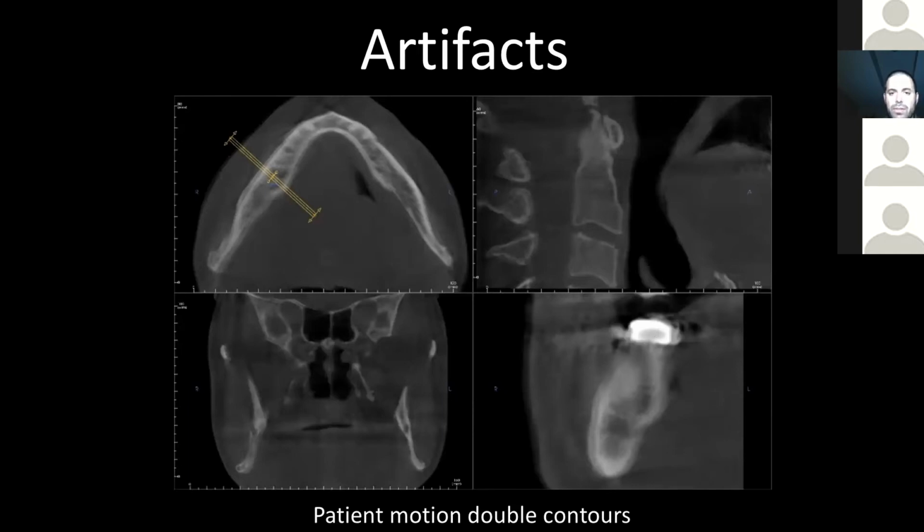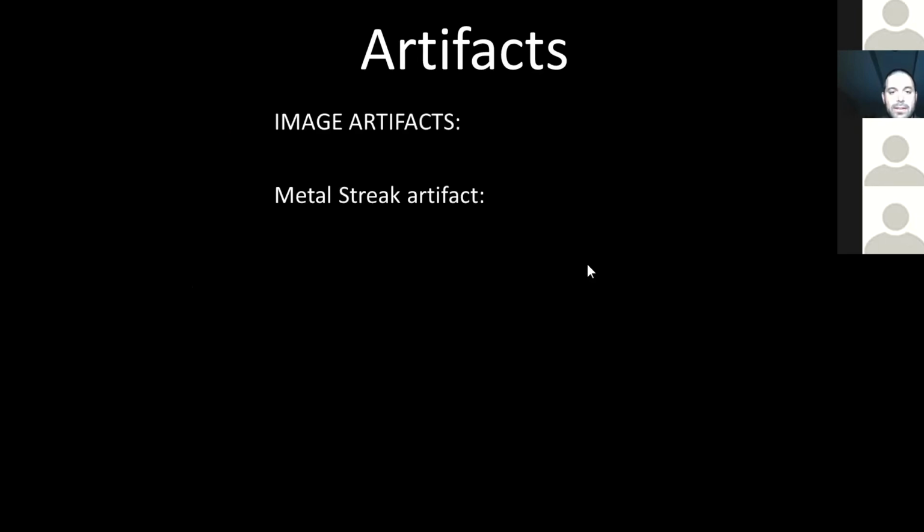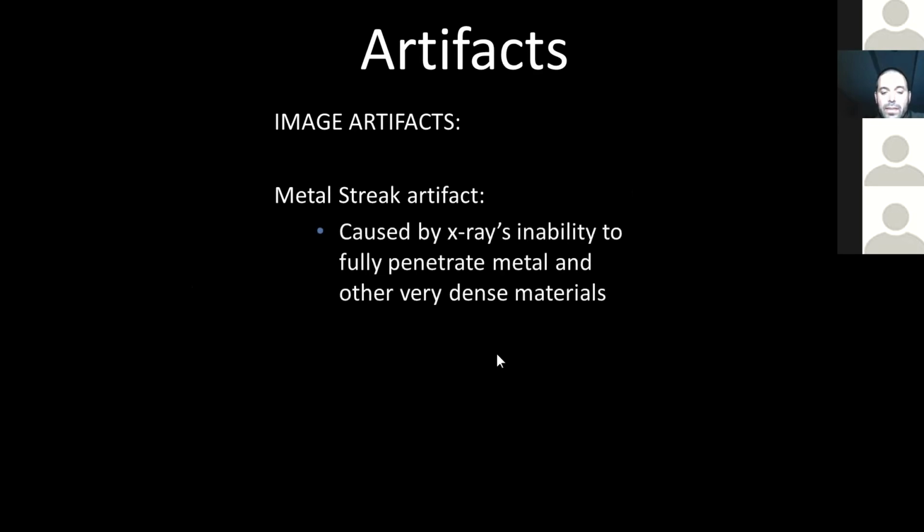We'll talk more about how to think about ordering later on. The second main artifact I want to review is something called metal streak artifact, and that is caused by X-ray's inability to fully penetrate metal and other very dense materials.